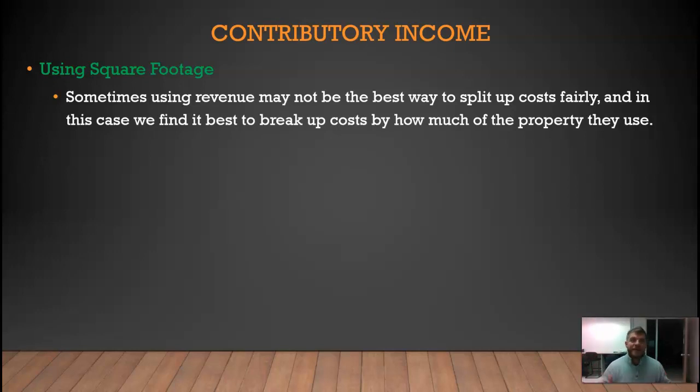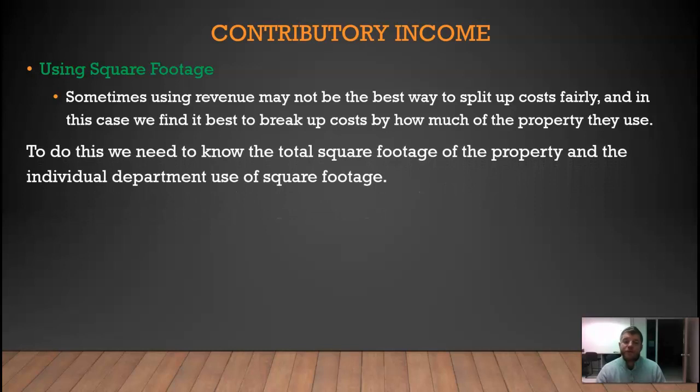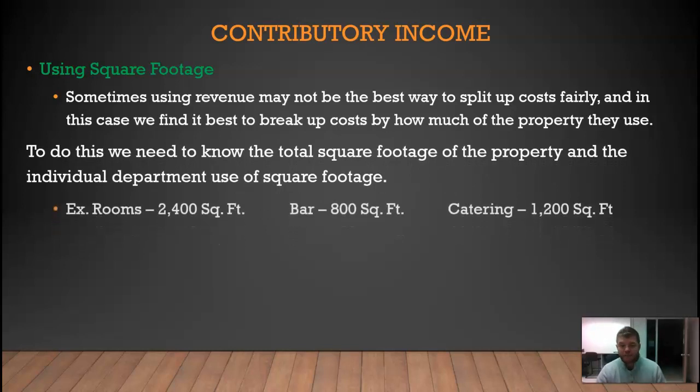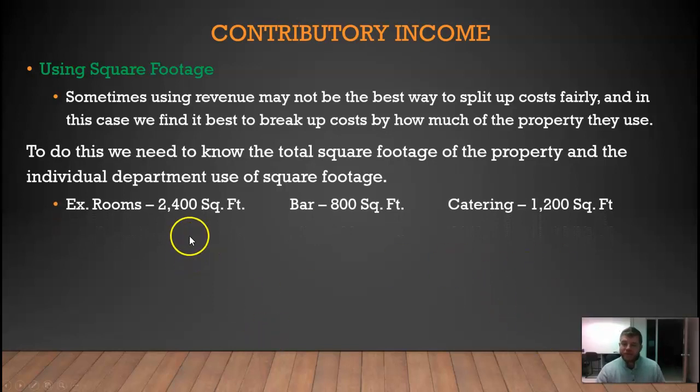So depending on the indirect costs, we want to look at it and say, maybe it's better to use square footage. So to do this, we need to know the total square footage of the property and the individual departments. So here we have an example of a rooms, a bar, and a catering department. So rooms is 2,400. So this is like a small boutique hotel that probably has 8 rooms or so. Has a little bar area, 800 square feet, and catering's 1,200.